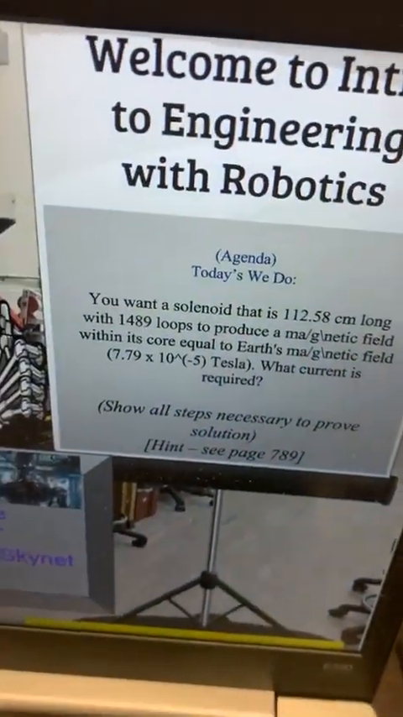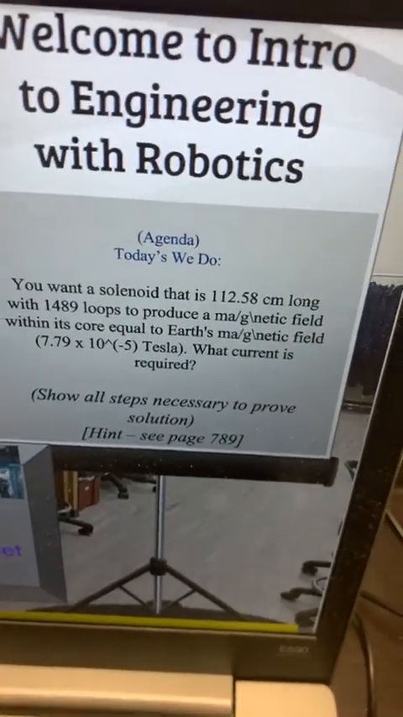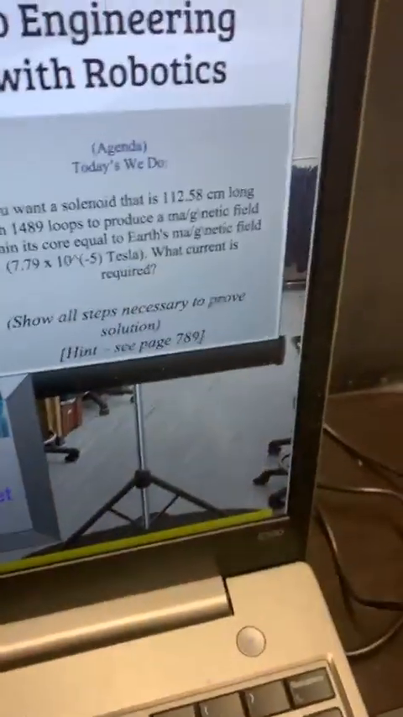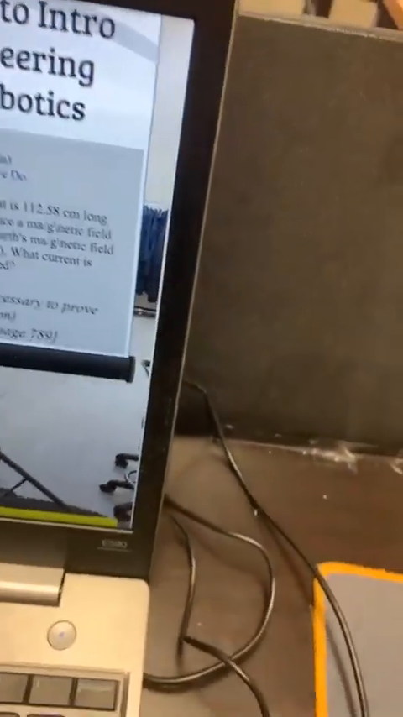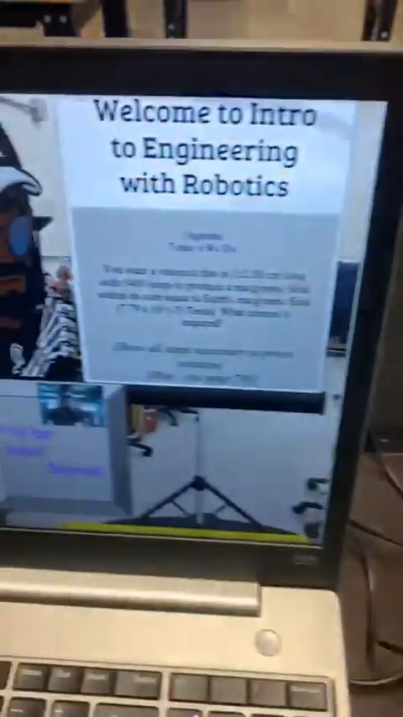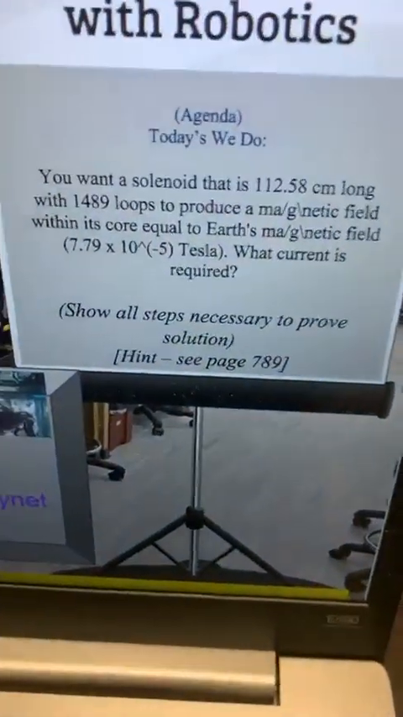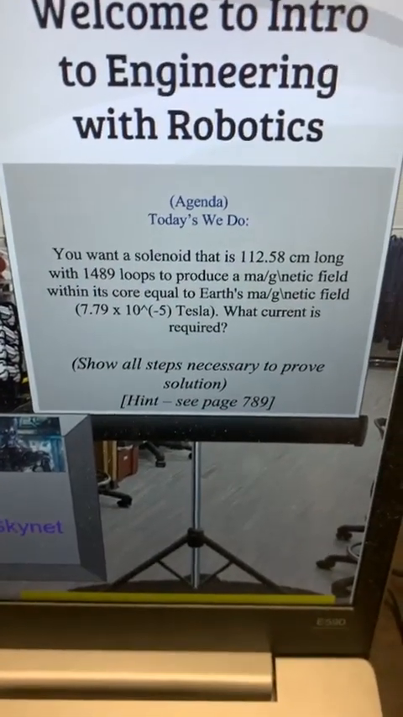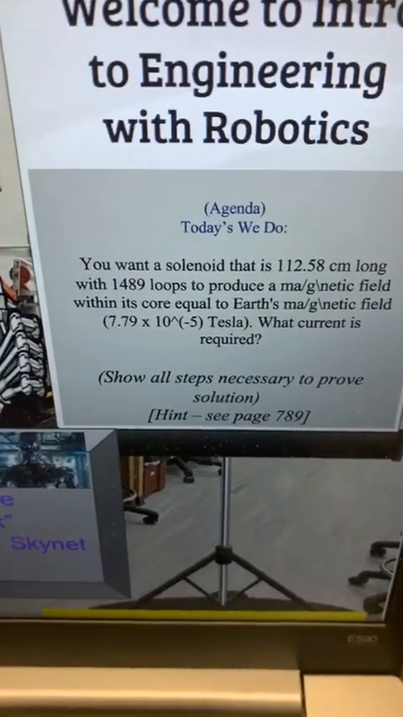A solenoid that is 112.58 centimeters long with 1,489 loops produces a magnetic field within the core equal to Earth's magnetic field, 7.79 times 10 to the power of -5 Tesla. What current is required? Show all steps necessary to prove the solution.